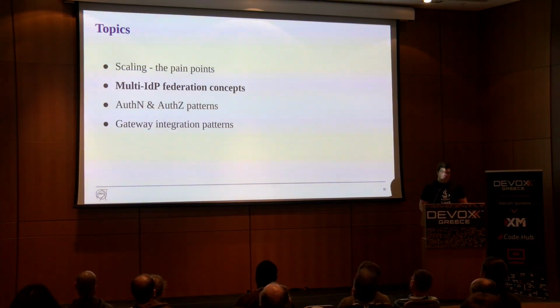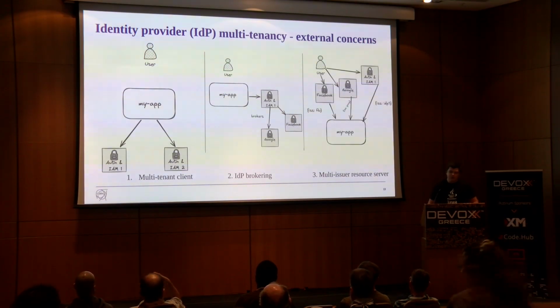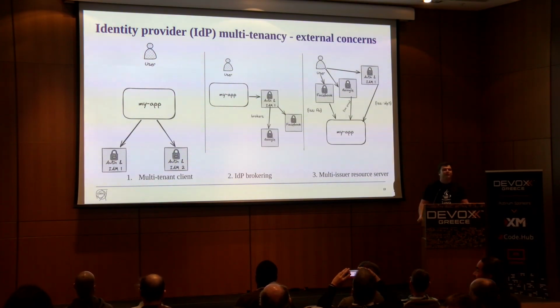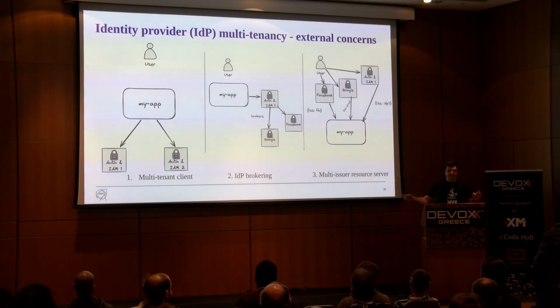Okay, first, let's talk about external concerns. So multi-IDP things. We have 40 minutes, so I'm going to be, not rushing through it, but let's say we're going to have an alert pace. So we have three ways of handling multiple identity providers. So that means logging in with Facebook, Google, your company, whatever. The first one is multi-tenant client.